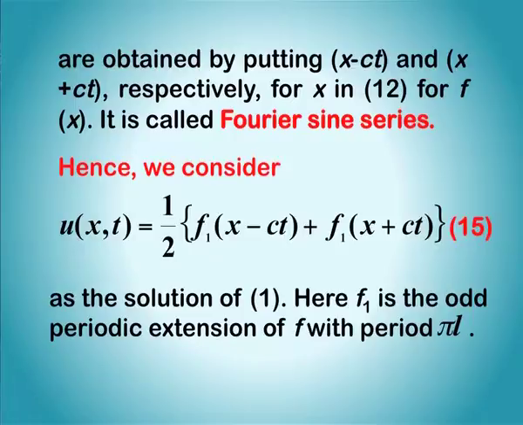Here f1 is the odd periodic extension of f with respect to pi L, f1 appearing on both sides. These are all periodic functions in elementary Fourier analysis. So this is a solution of 1, but we must define f1, and f1 is an odd periodic extension of the function f with a period given by pi L.